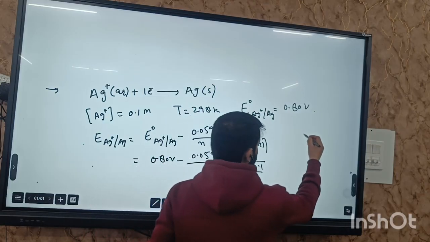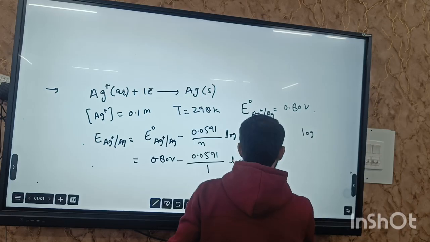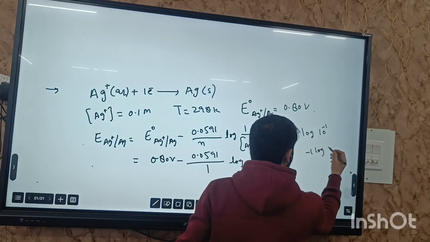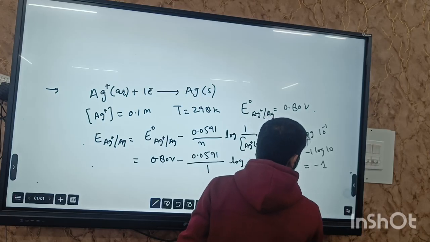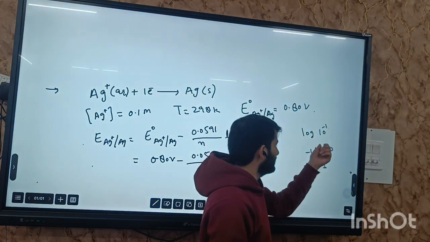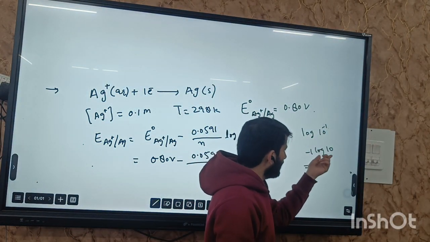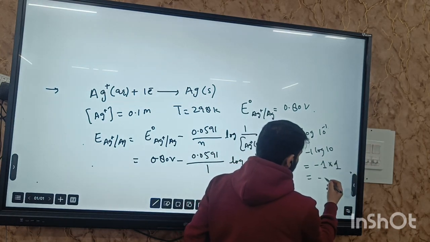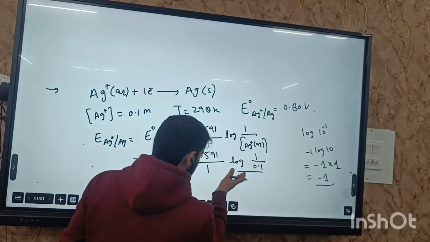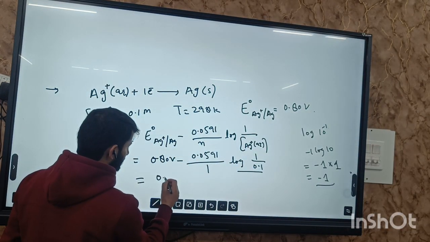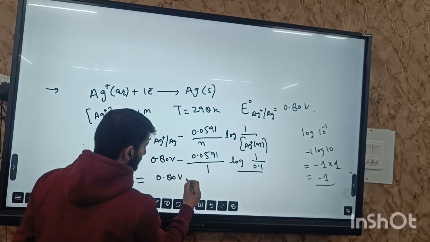Now let us solve this log. Log of 1 by 0.1 means 10 power minus 1. So it will give you minus 1 into log 10, which will be equal to minus 1. You should know that log of m power n is n log m, and log 10 is 1. So the value of this is minus 1. When minus 1 is multiplied with this, it will become plus 1. So it will be 0.80 volt plus 0.0591.